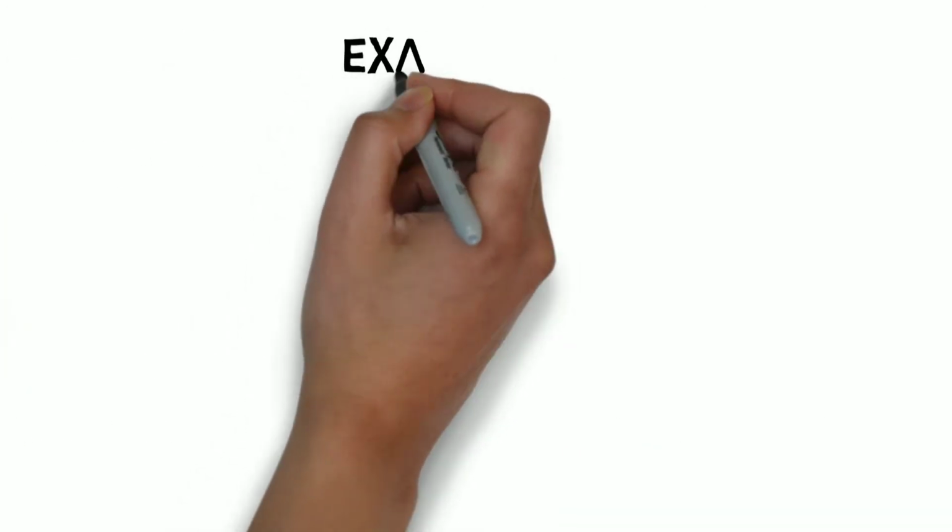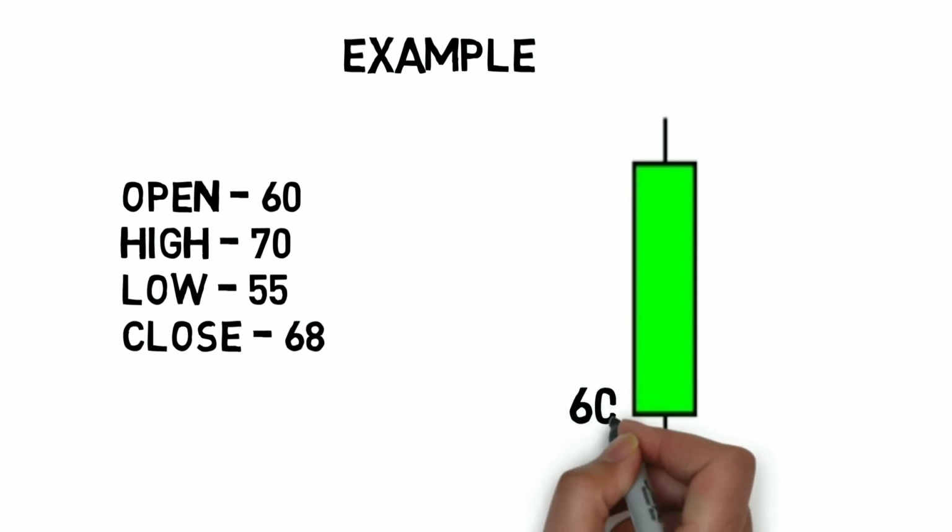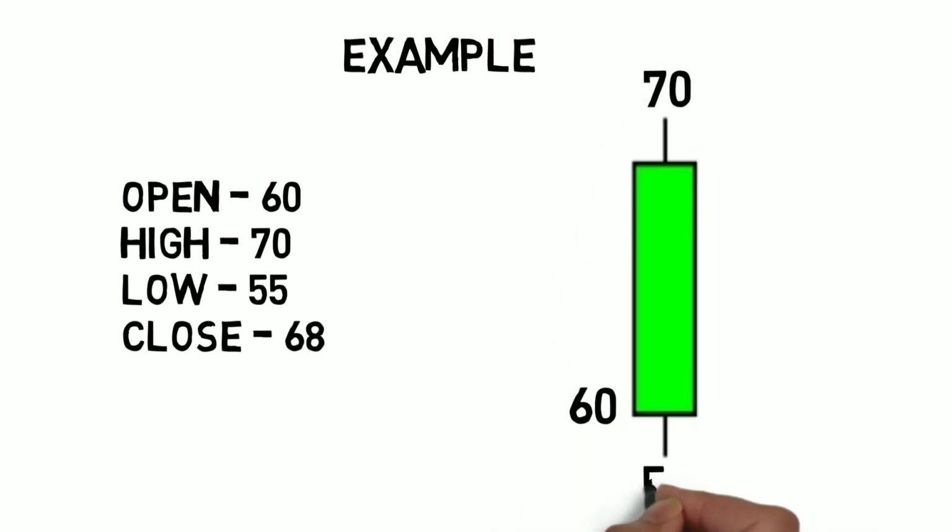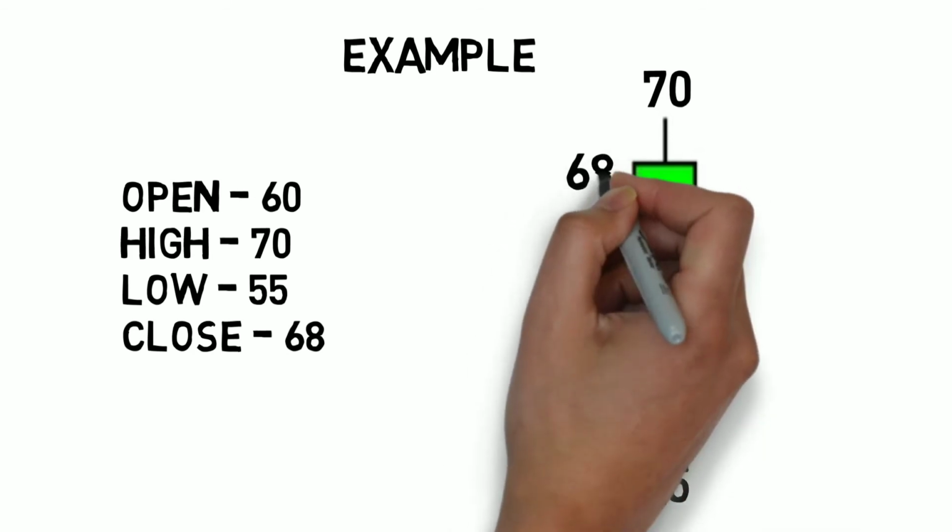Let's understand this with an example. This is the OHLC value of a stock. Open equal to 60, high equal to 70, low equal to 55 and close equal to 68. The candlestick looks like this. Here is 60, here 70, this is 55 and this is 68.